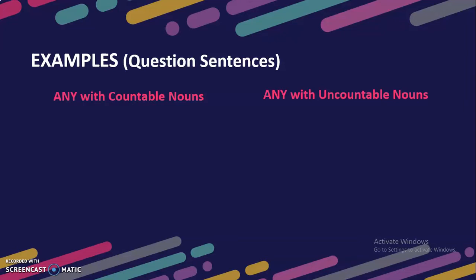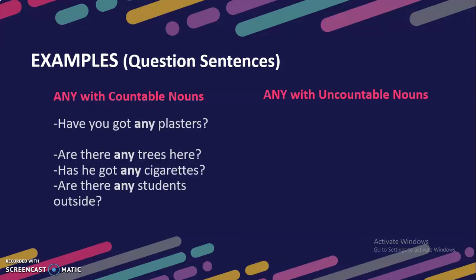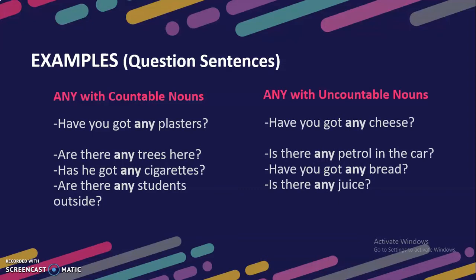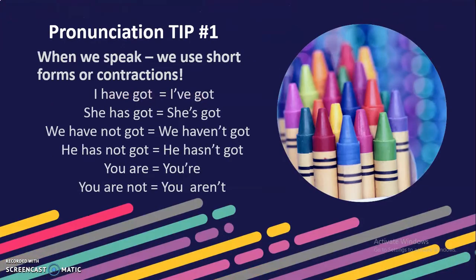How we can use any in question sentences. First, let us see how we can use them with countable nouns. Have you got any plasters? Are there any trees here? Has he got any cigarettes? Are there any students outside? Now let's see how we can use them with uncountable nouns. Have you got any cheese? Is there any petrol in the car? Have you got any bread? Is there any juice?